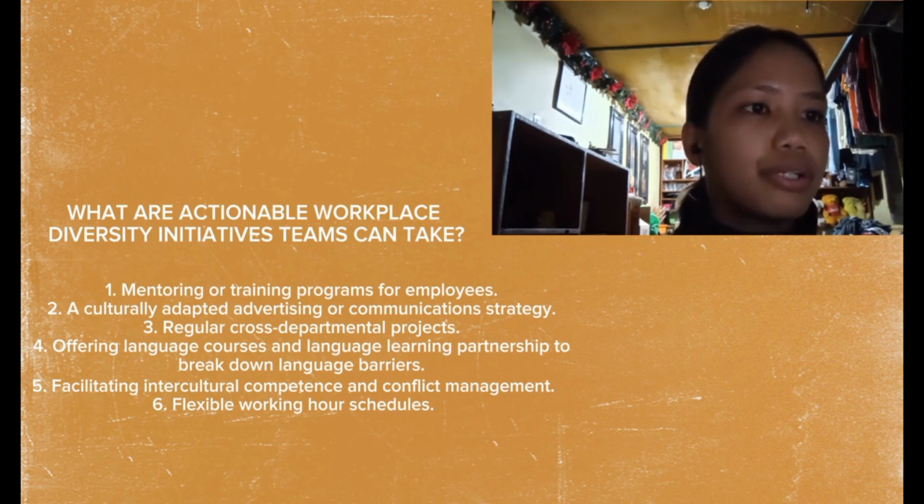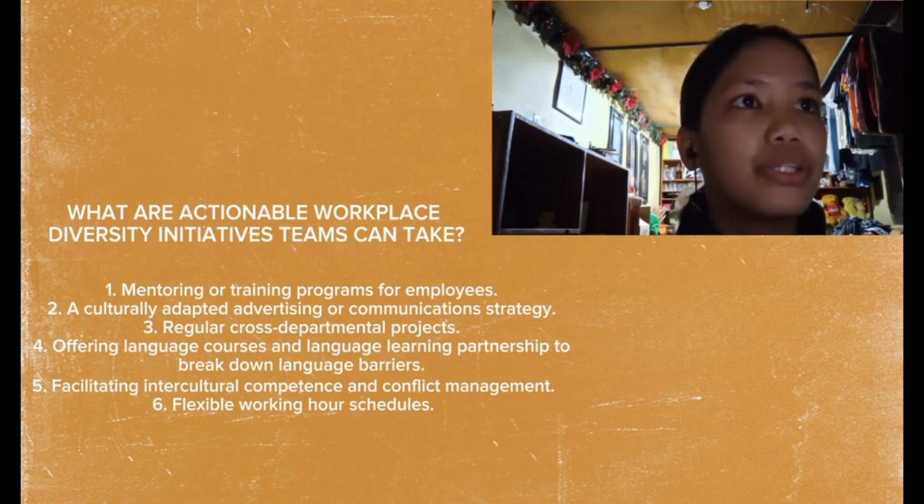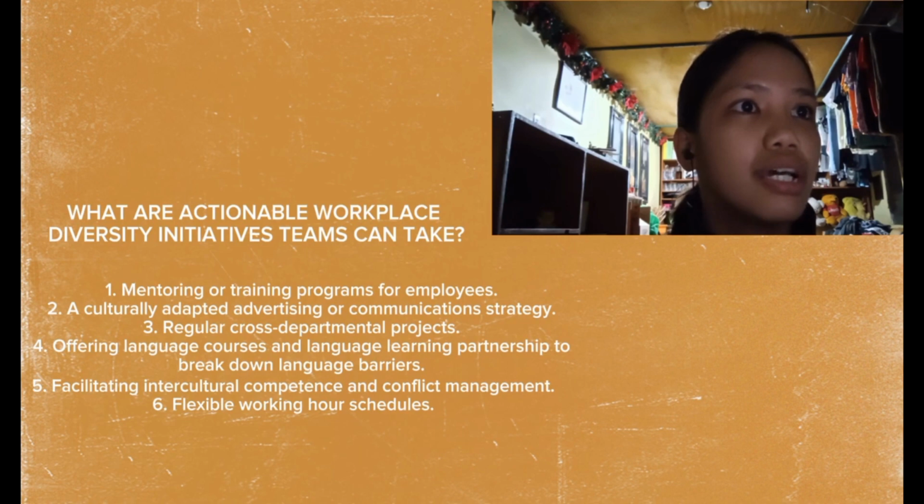So the third is regular cross-departmental projects. Cross-departmental collaboration is one way to strengthen teamwork. Partnering with teams across a company helps you find new ideas, solutions, or opportunities to enhance productivity, earnings, or employee satisfaction. Understanding what cross-departmental collaboration is and how to apply it can help you in your career, no matter the industry or field.